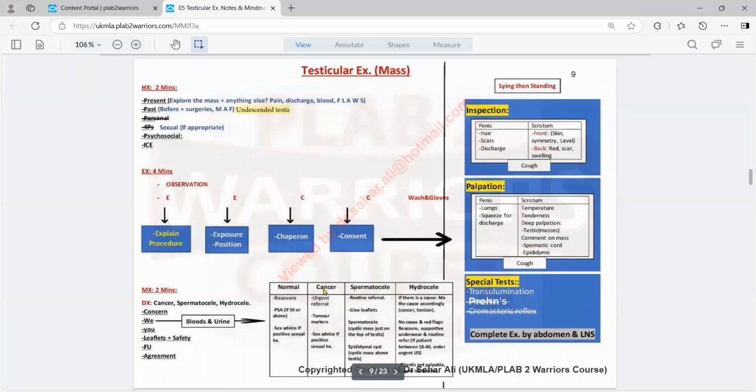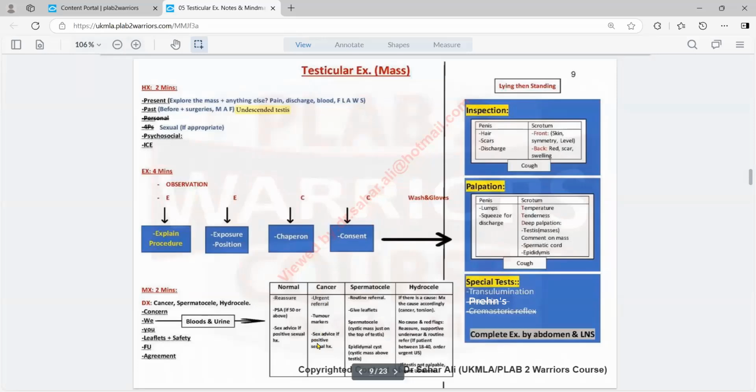Then if the patient is ready to listen to you, tell him what you are going to do. Okay, what are you going to do? Order tumor markers, and then urgent referral to the specialist within 2 weeks. And if there is any time for you or any positive sexual history, you can advise the patient on safe sex.